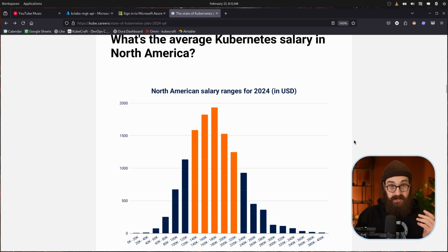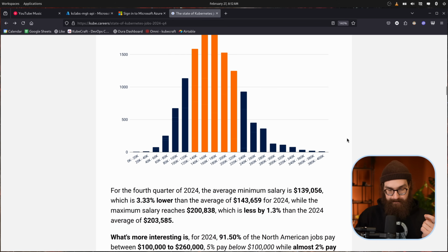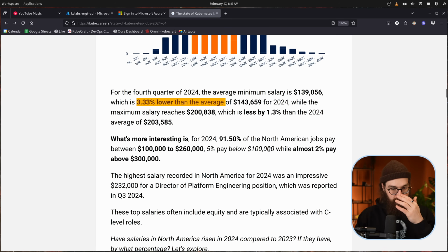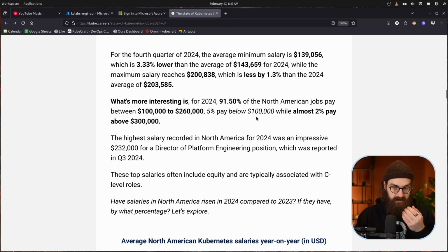So let's check out the salary ranges for North America. In the fourth quarter, the average minimum salary is $139K and the maximum salary is $200K. Interestingly, these are 3.3% lower than the average of the entire year. So the average minimum salary has decreased in the fourth quarter. Also, the maximum salary has decreased by 1.3%, which is interesting, but it's a sign of the market, I suppose.